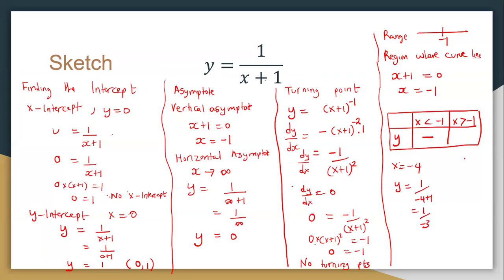What about a value above negative 1? An example, I can take 0. When x is 0, our y will equal 1 out of 0 plus 1, which is a 1. So here you get a positive value. And now, once you have all those, it means you can go on and draw your curve. But may I know whether we have understood up to that point? I want to know whether members have understood all those different things we have obtained.